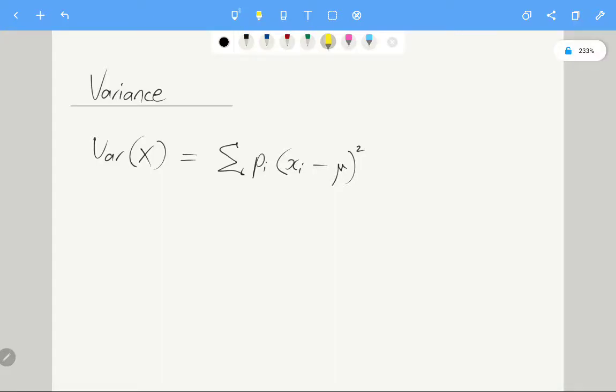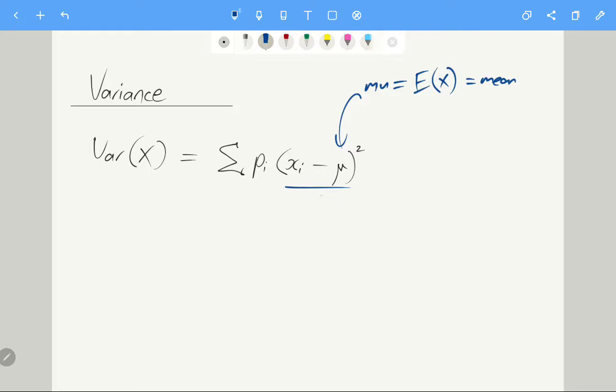Now, you'll notice it looks quite similar to the previous function we've dealt with, which was the probability times the xi, except this time we're comparing each xi to the mu. And if you remember from before, mu is just the expected value, so that's E of x, which we sometimes call the mean instead. So what is this function really doing? Well, this is finding the difference between the value and the mean.